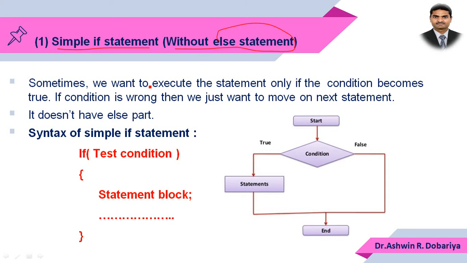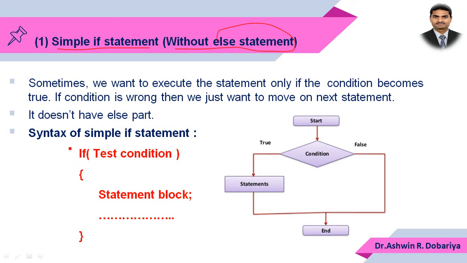It means in our program in some situations we want to execute a certain block of statements if the condition becomes true. We don't want to do anything if the condition becomes false. It means we do not require the else part in some situations. So in that case we can write only the if statement. Sometimes we want to execute the statement only if the condition becomes true. If the condition is wrong, then we just want to move on to the next statements. So it does not have an else part.